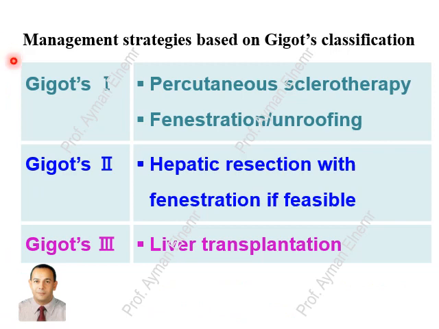To point out the management strategies based on Gigot classification, in type 1, both percutaneous sclerotherapy and fenestration and unroofing can be done. The two options are the best for superficial and limited number of large cysts. In type 2, hepatic resection or partial hepatectomy with fenestration of the remnant cyst if feasible. In type 3, liver transplantation is the solution.